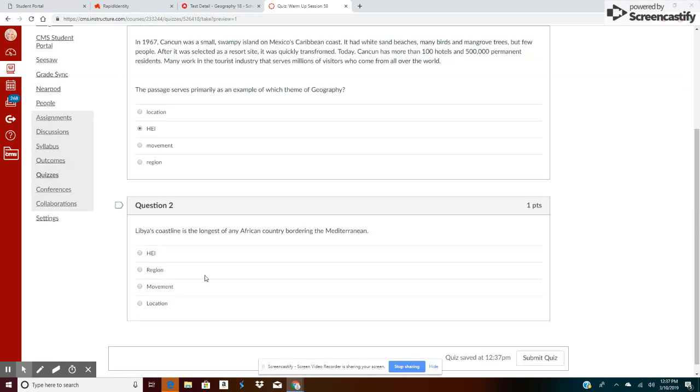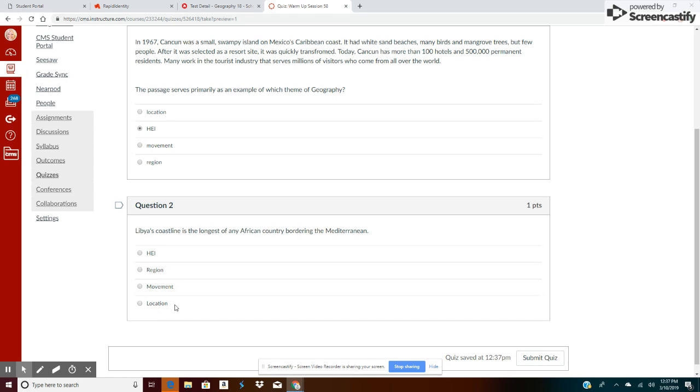All right, our second question, which was one of the worst scoring questions on this test, has to also do with the 5 themes. And again, what's missing is place. Libya's coastline is the longest of any African country bordering the Mediterranean. So I don't see any HEI. I don't see any movement. So it's between region and location.